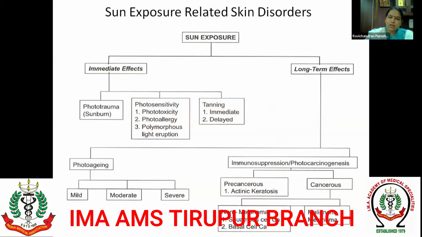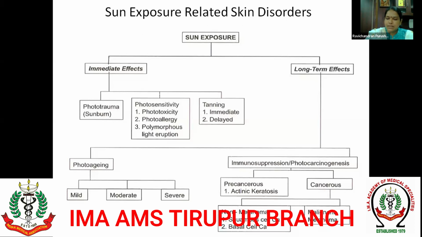Beyond the normal chronological aging, when we have chronic continuous exposure to the sun for a long time, the dermal changes occur and all the dermal components are affected. It leads to an early age of onset of aging. It can be mild, moderate, and severe, which we'll discuss later.